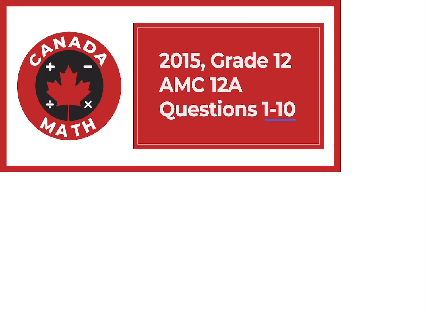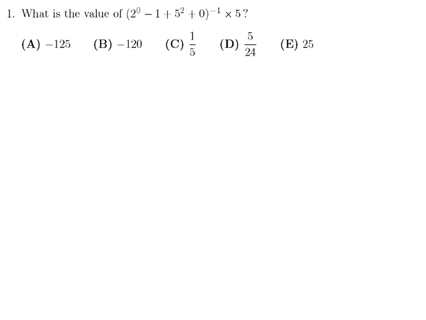Questions 1 through 10 on the 2015 Grade 12 AMC 12A. What is the value of 2 to the power of 0 minus 1 plus 5 squared plus 0, all to the negative 1 times 5?